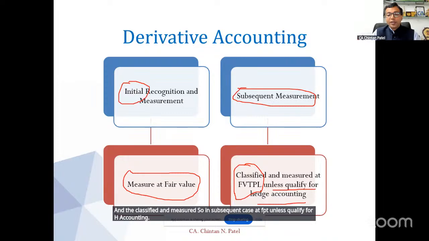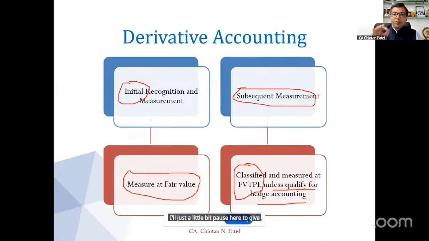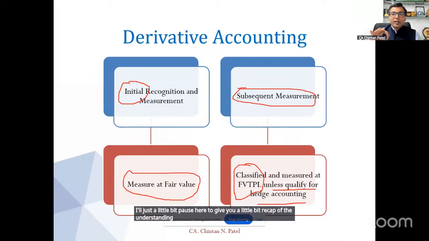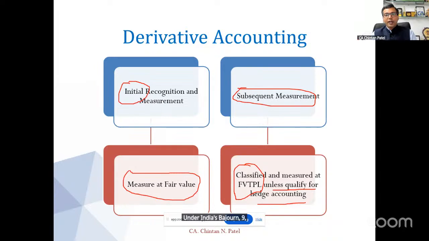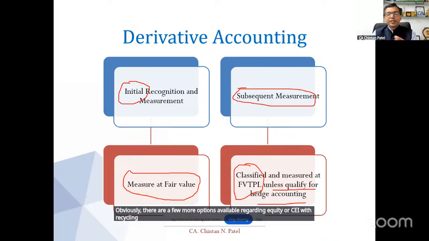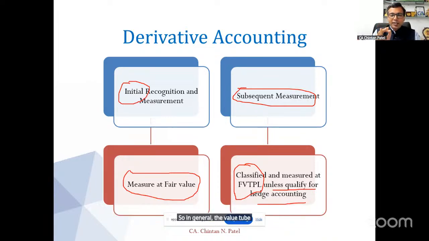I will pause here a little to give you a recap of the classification and measurement requirements. Under Ind AS 109, financial assets need to be classified and measured at amortized cost, FVTPL or FVTOCI. Obviously, there are a few more options regarding FVTOCI, with recycling and without recycling. So, in general, a derivative is measured at FVTPL unless it qualifies for hedge accounting.